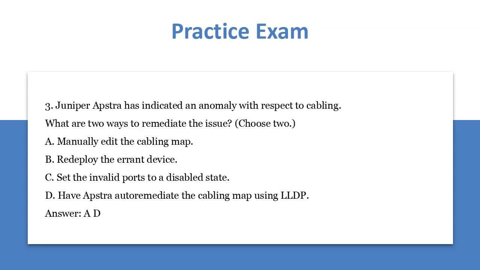3. Juniper Apstra has indicated an anomaly with respect to cabling. What are 2 ways to remediate the issue? Choose 2. A. Manually edit the cabling map. B. Redeploy the errant device. C. Set the invalid ports to a disabled state. D. Have Apstra auto-remediate the cabling map using LLDP. Answer: A, D.